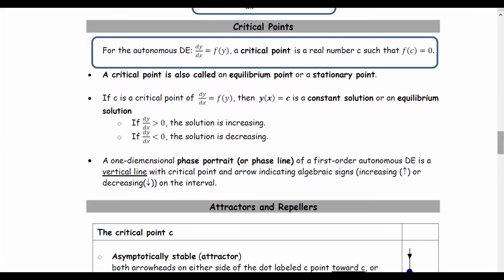A phase portrait or a phase line of the first-order autonomous differential equation is the vertical line with the critical points and the arrows indicating algebraic signs. The arrow going up means the slope is positive. The arrow going down means the slope is negative, representing the solution either increasing or decreasing on the interval.